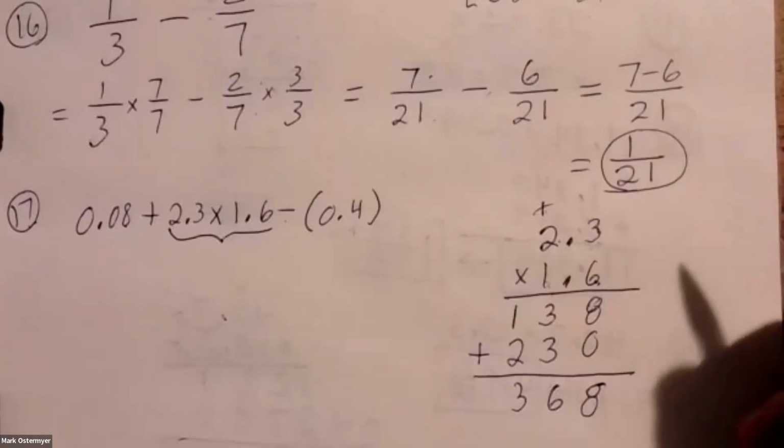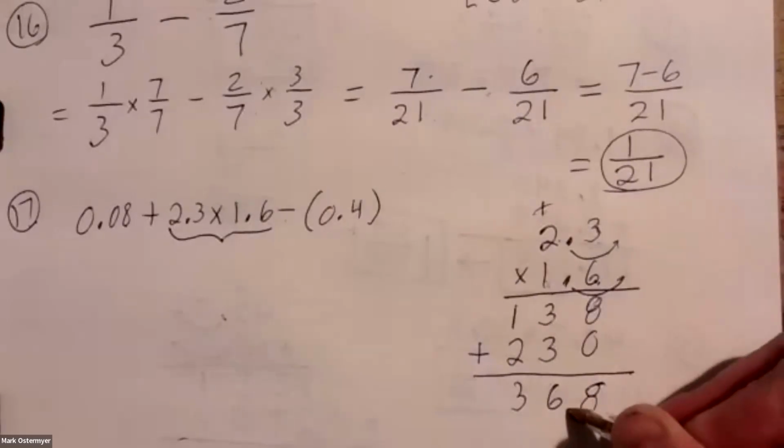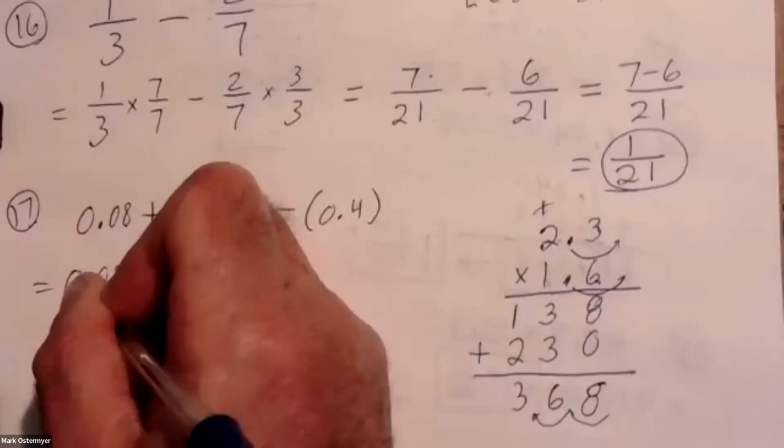Now it's decimal point time, isn't it? Yes. 1, 2 places to the right, so 1, 2 places to the left. 3.68. Yes. Come back and replace that in your main problem.